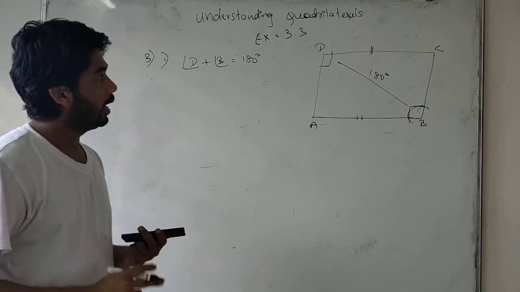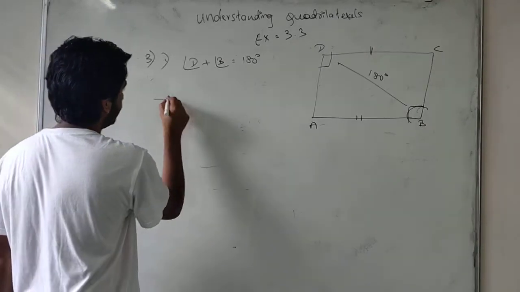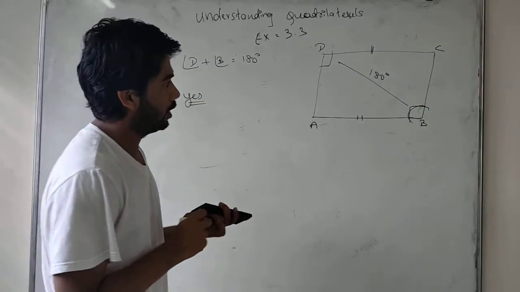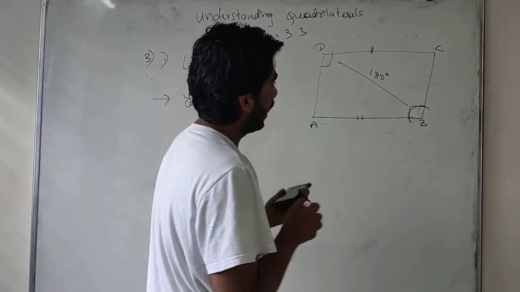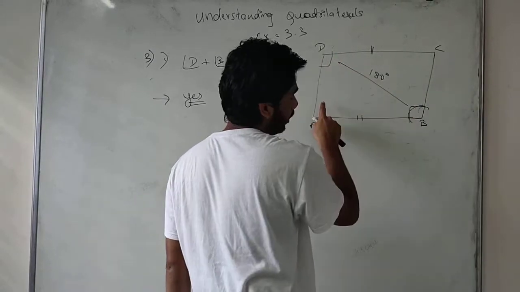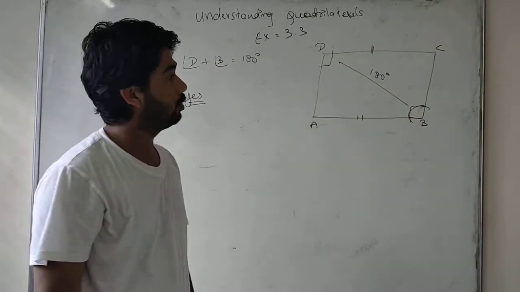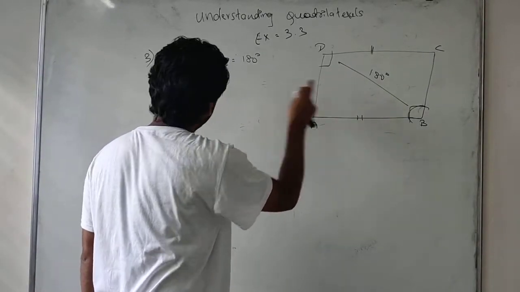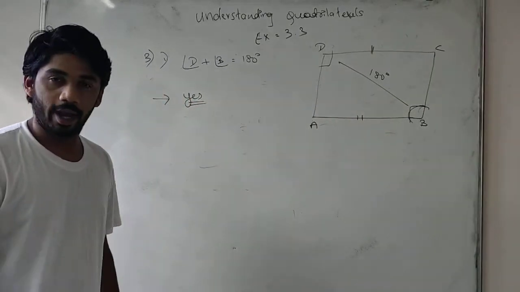We have to say, yes students, this is possible. Why? Here all the angles will be 90, alternate angles will be 90 degrees. So in this condition, angle D plus angle B equal to 180 is possible. The answer will be yes.